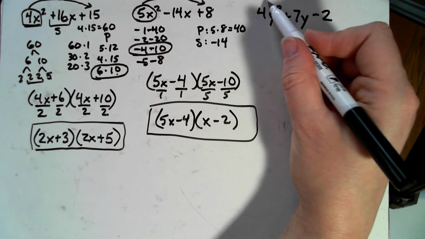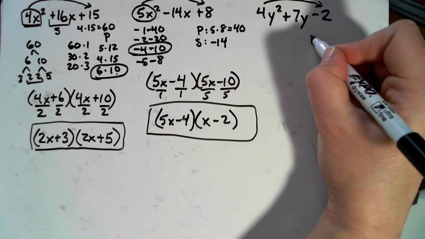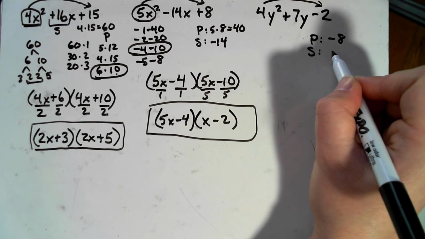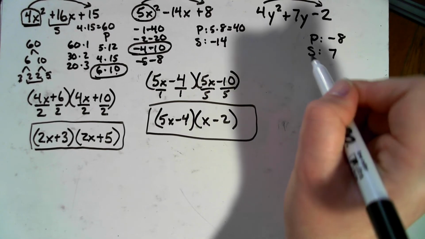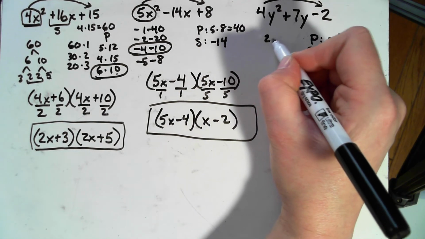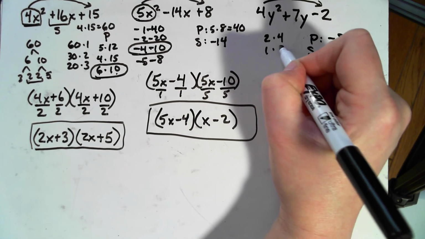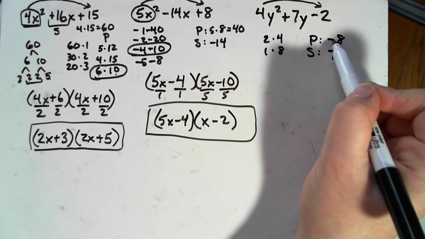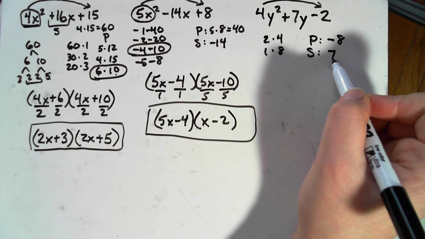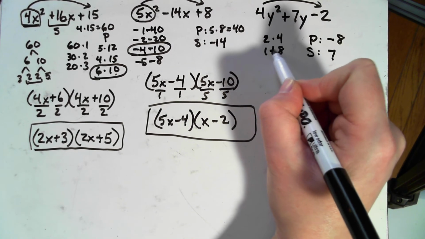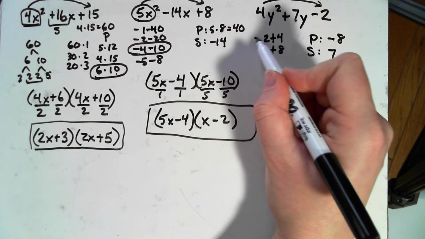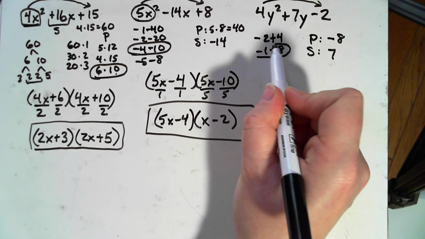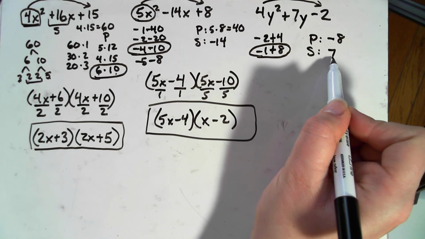Okay, one more. 4 times negative 2 is my product, so that's negative 8. And my sum is 7. So I need things that multiply to 8. So that's 2 times 4, 1 times 8. And that's about it. And notice my product is negative, meaning they have different signs. My sum is positive, meaning the bigger one has the positive sign, and the smaller one is negative. So if I add these, negative 1 plus 8 is that positive 7 I needed.